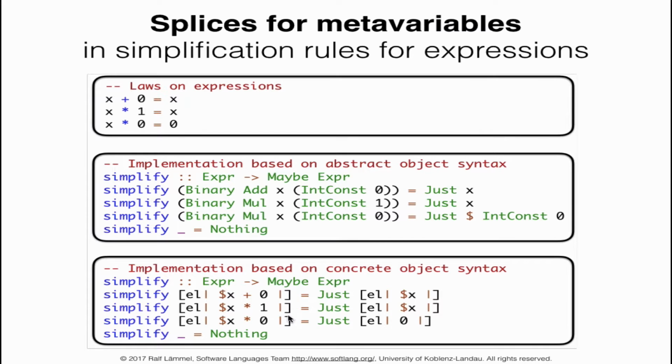And now by having a quasi-quoter for the expression language within Haskell, we can now use, both on the pattern positions of our equations, but also on the right-hand sides, the concrete syntax of the expression language, and we can even talk about metavariables, that is Haskell variables that bind to certain sub-expressions and that we bind on the left-hand side in the patterns and then can use again on the right-hand side.